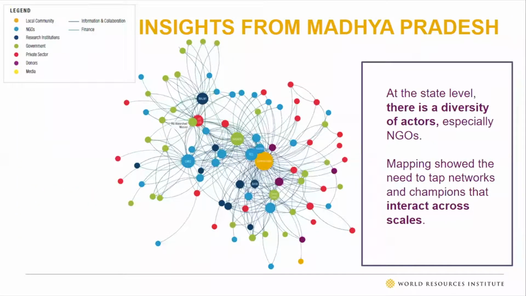This is the map of the social landscape of Madhya Pradesh. The findings were very different. As a state, there is a diversity of actors, especially NGOs, and I'm going to just take that as an example. Although the state has multiple well-known NGOs working in the environment and governance space, SIDHI, as I showed you from the previous map, doesn't have many of those.